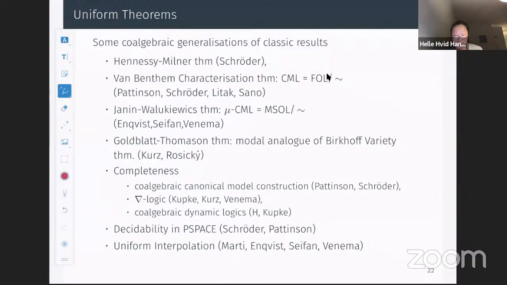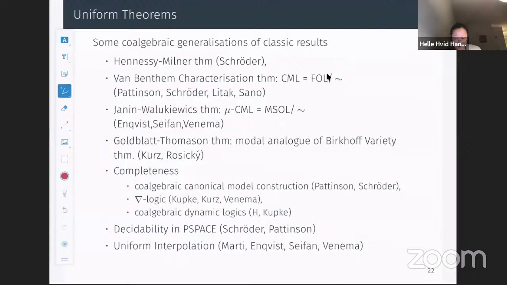So in the classic case, it says that the modal mu calculus is the bisimulation invariant fragment of monadic second order logic. And you can generalize that also to the algebraic level. There's also an analog of the Goldblatt-Thomason theorem, which is like a modal analog of the Birkhoff variety theorem. And various completeness and decidability results and results on uniform interpolation. But I'm running out of time now, so I think I should skip to the last slides.